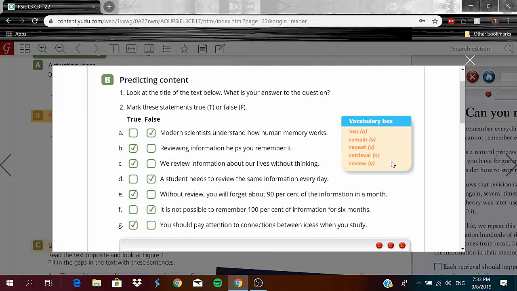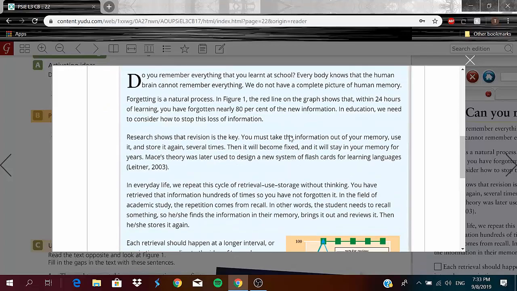You guys know what to do. So we have loss, remain, repeat, retrieval, and review. Okay? So that was exercise B.